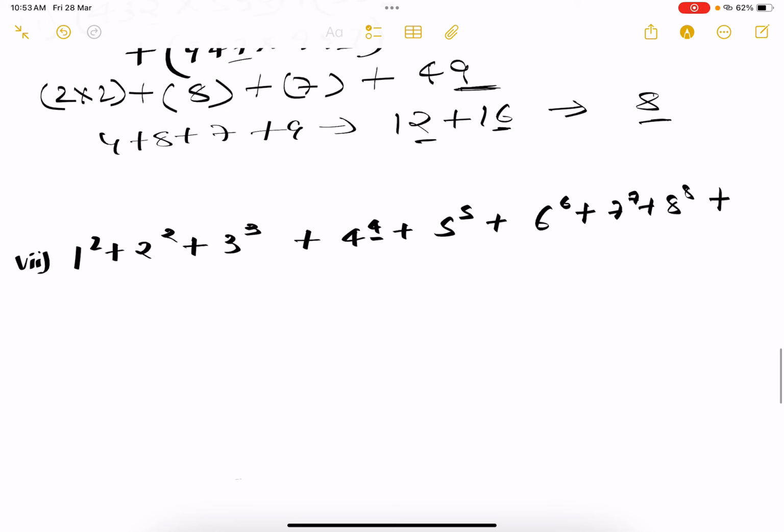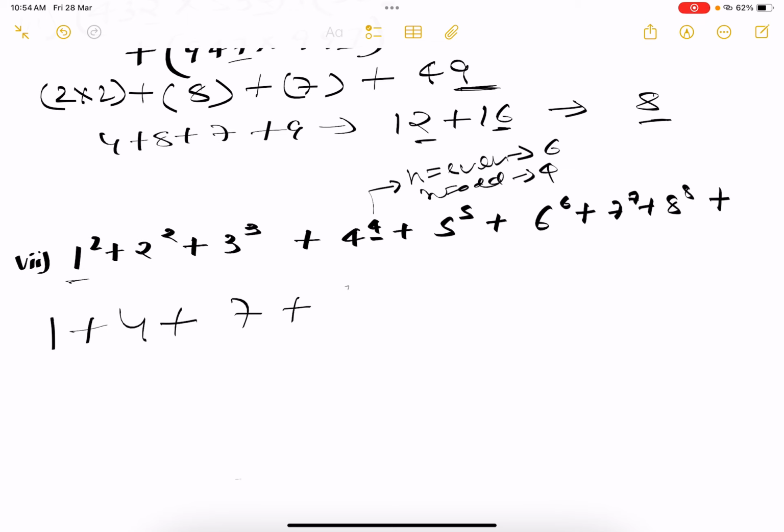So unit is 8. Similarly, for this number, let's do it. Any number to the power 1 would give unit as 1 only, and 2 to the power 2 would give 4, and 3 to the power 3 would give me 7, 4 to the power 4. We have already discussed that if n is even, then the new digit would come as 6, and if n is odd, then the new digit would be 4. So here I'll write it as 6, and 5 to the power anything would be 5 only, 6 to the power anything would be 6 only.